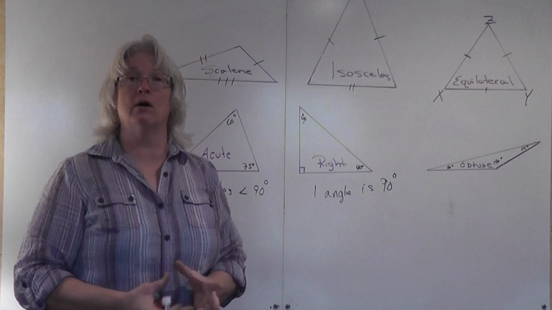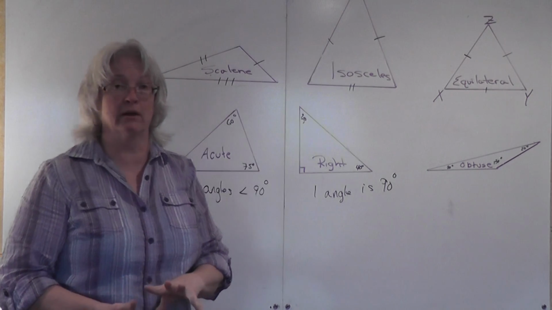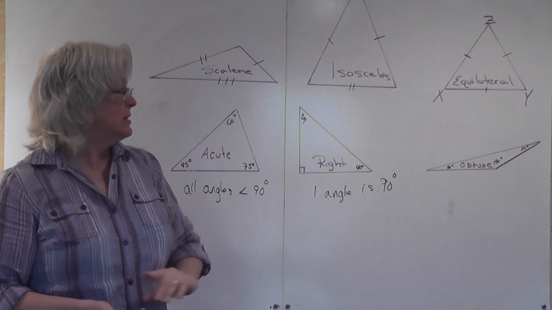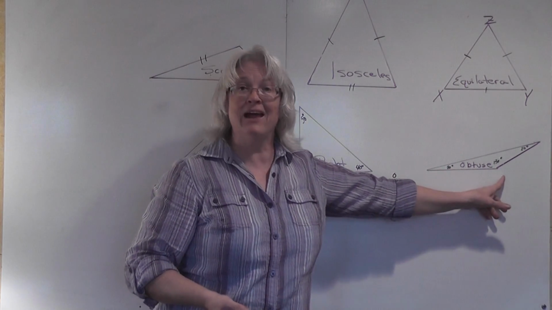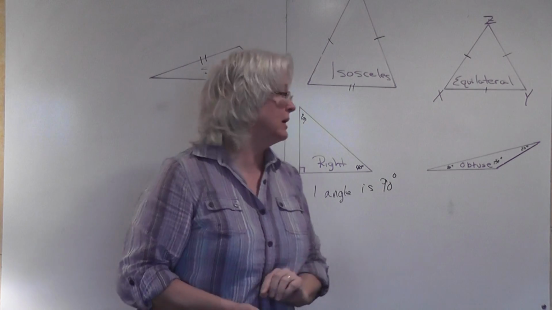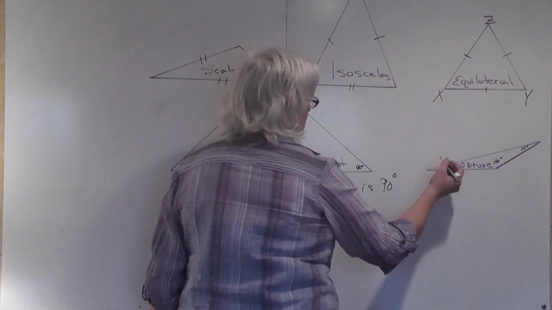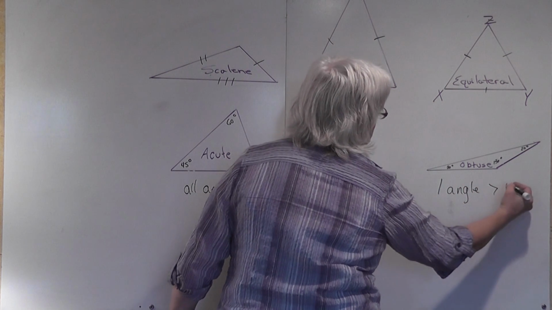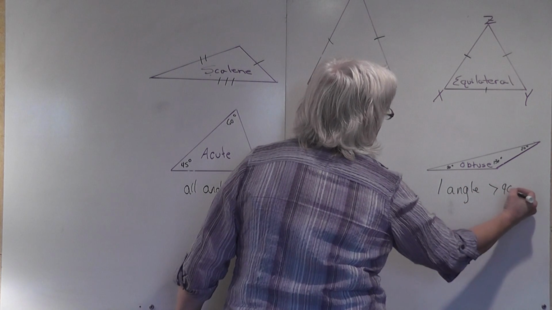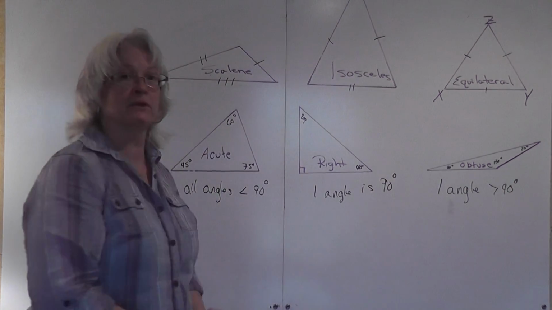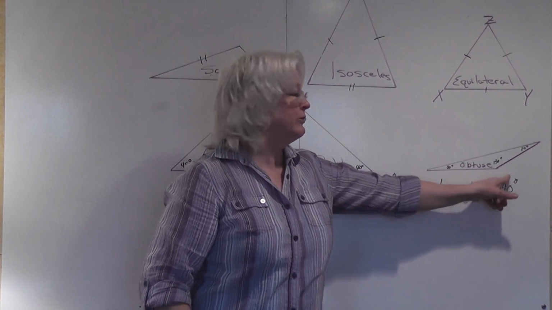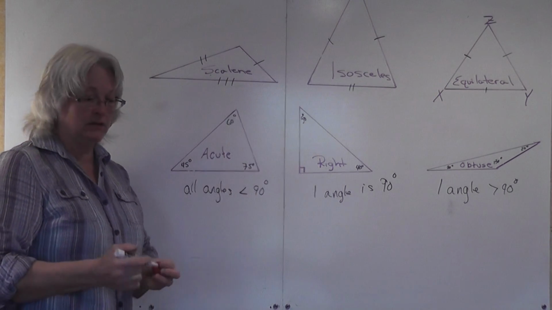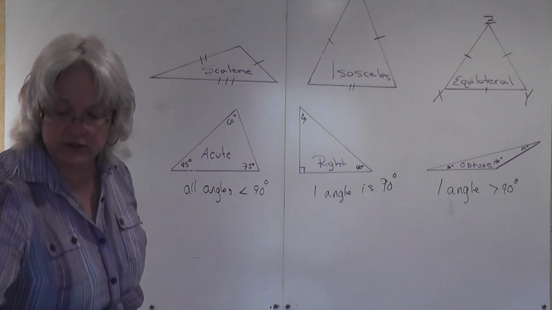But this is what they call an obtuse triangle. And you'll remember that when we talked about obtuse angles, an obtuse angle is an angle that is greater than 90 degrees. So an obtuse triangle then has one angle that is greater than 90 degrees. So we have 130 degrees, 20 and 50, and 20 and 30 degrees. Now let's do this exercise right here.